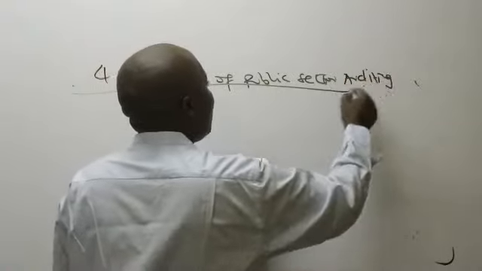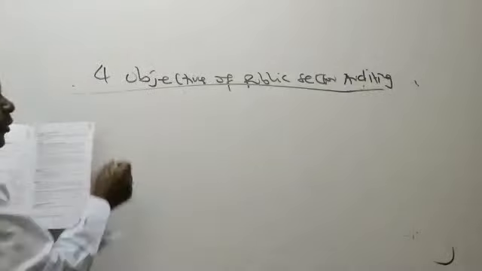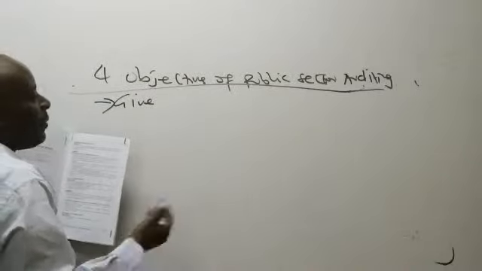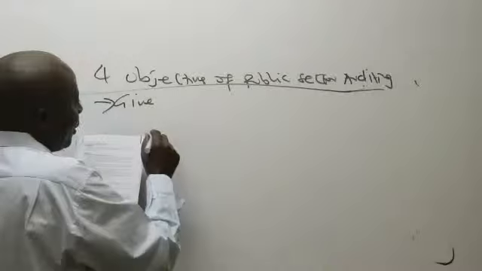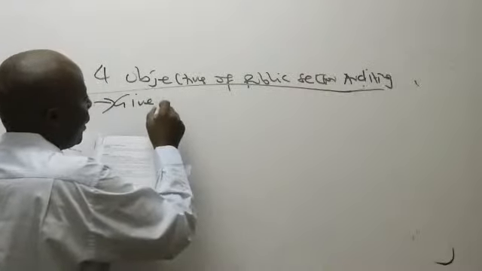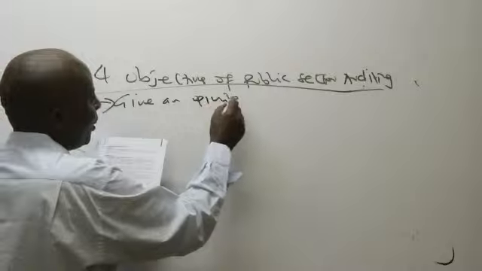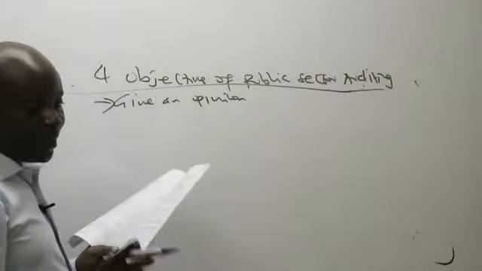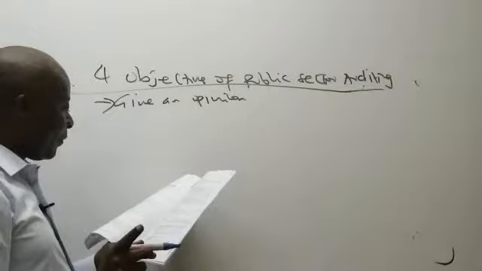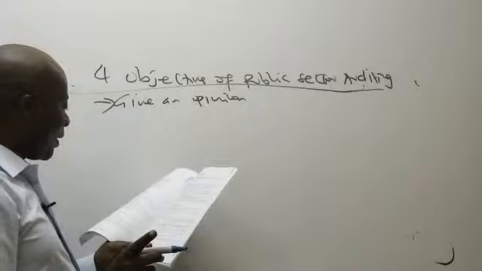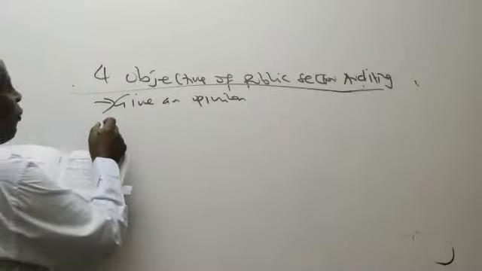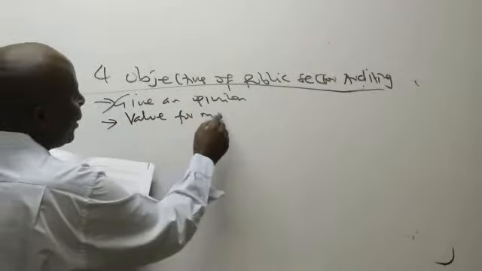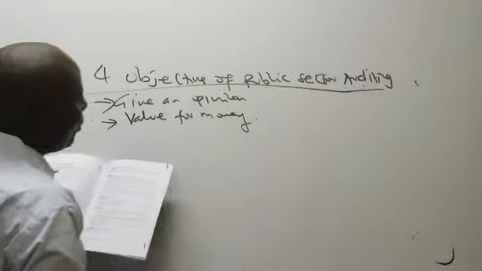So the first objective, ladies and gentlemen, of course, is to give an opinion. That's like for the profit-making entities, private entities. So in this case here, the auditor general will be able to give an opinion as to the truthfulness, fairness of the financial statements presented. That is the first objective, right? The second objective, ladies and gentlemen, here of public sector is to ensure value for money given by government. Value for money.